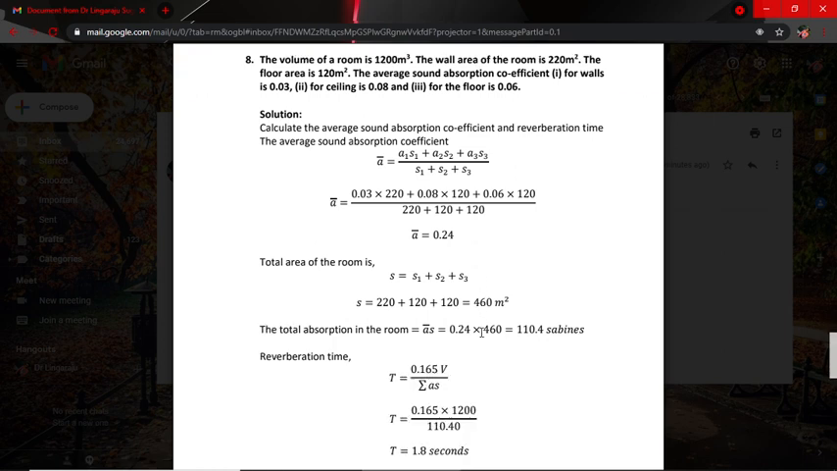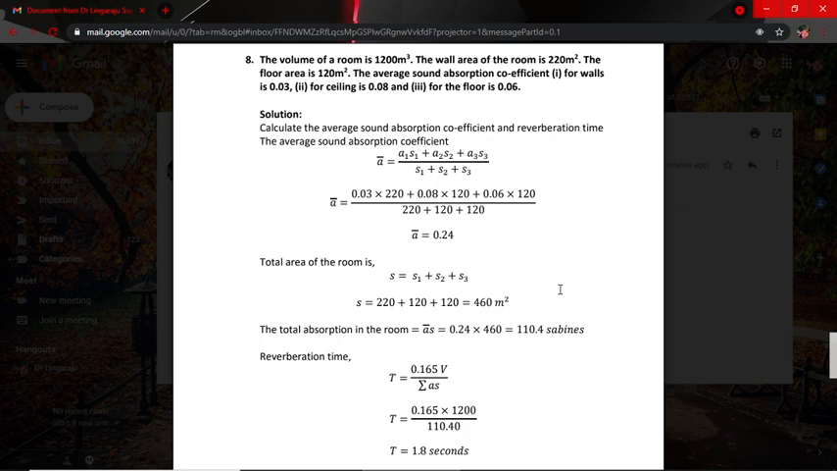So if you calculate all these things, you are getting A average is equal to 0.24. Then the total area of the room is S is equal to S1 plus S2 plus S3, that is 220 plus 120 plus 120, which is equal to 460 meters square. The total absorption in the room is A average into S, that is 0.24 into 460, which is equal to 110.4 sabins.